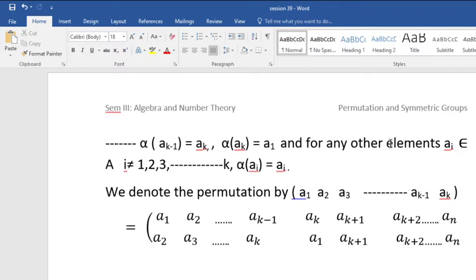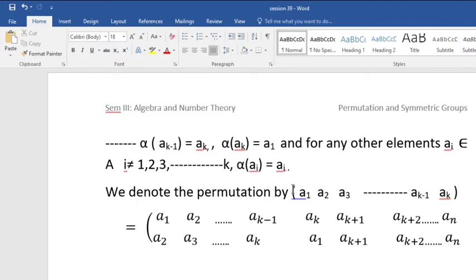And for any other elements ai belonging to A, where i is not equal to 1, 2, 3, and so on up to k, alpha of ai is equal to ai. That means except all these elements, the image of the element ai is ai only. Then we are going to call that alpha a cycle of length k.